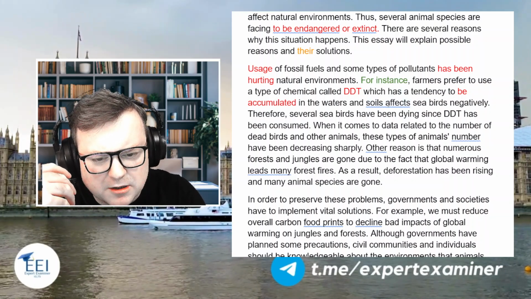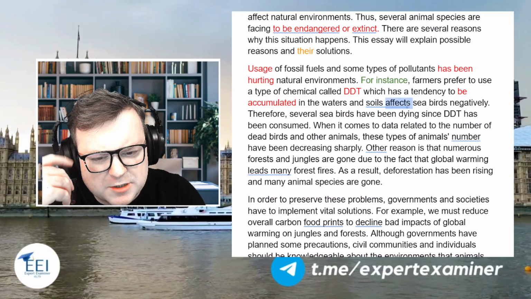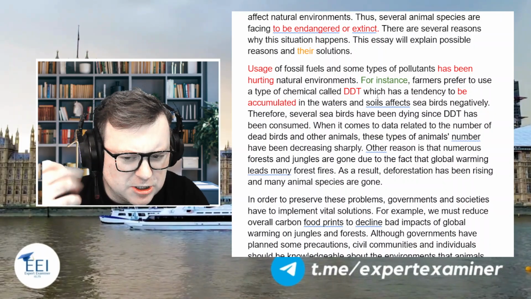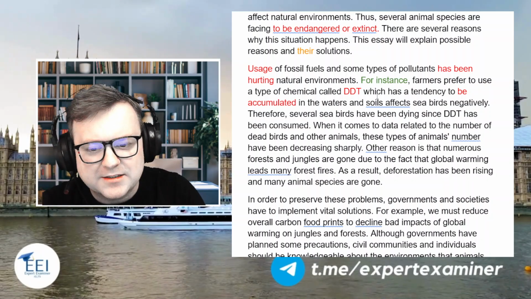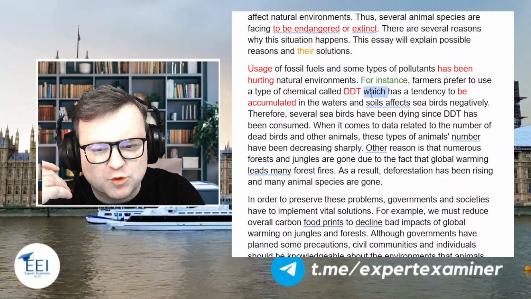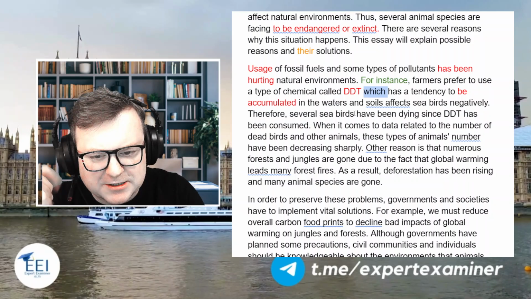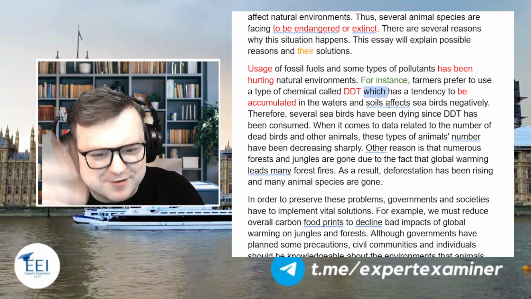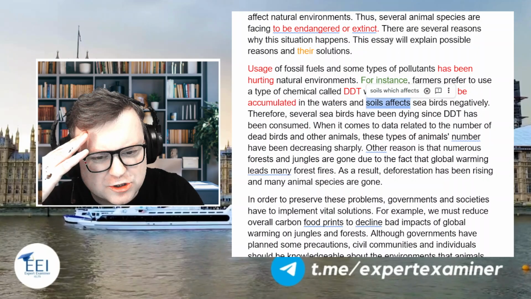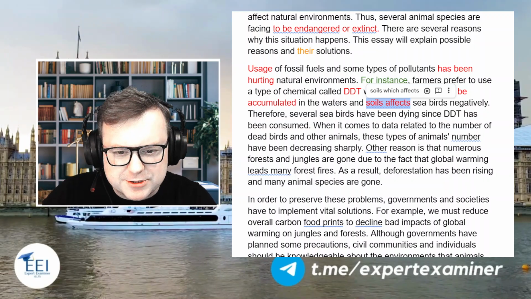Maybe a comma here, and then affects relates to DDT. But without the commas, this becomes really strange. Called DDT, which has a tendency to accumulate in the waters and soil, affects. We need a second which too. A type of chemical called DDT, comma, which has a tendency to be accumulated in the water and soils, comma, and affects, maybe something like that. So there's just strange linking here, and that's a classic problem with cohesion and coherence.